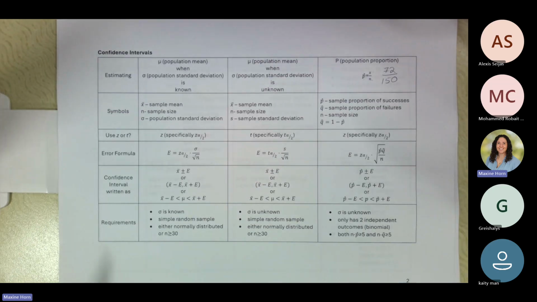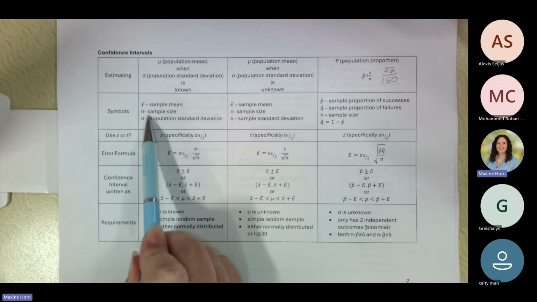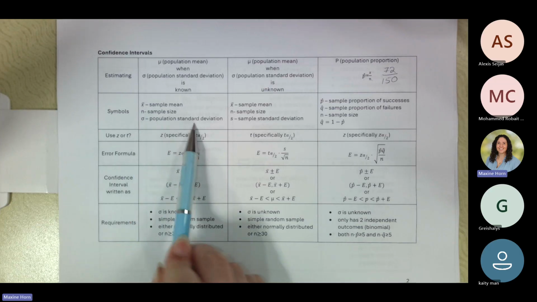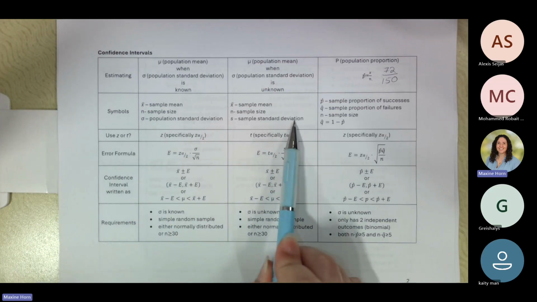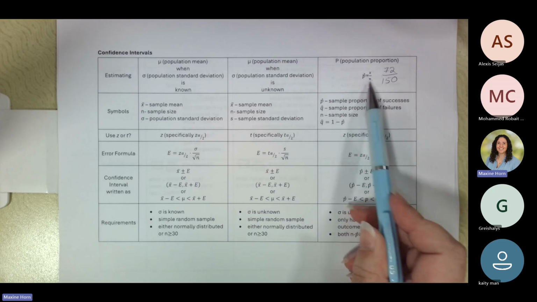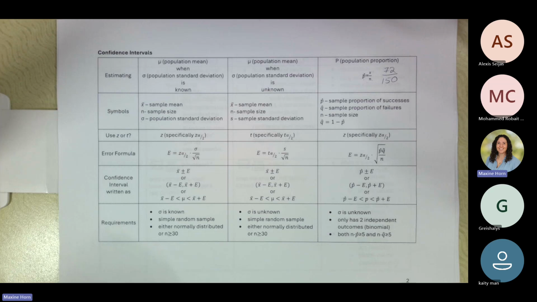I've got the reminders about what the symbols mean. You still need to know these symbols. The x with the bar, that's your sample mean. The n is your sample size. Sigma is your population standard deviation. S is your sample standard deviation. We talked about p hat. Q hat is the complement of p hat, and q hat is calculated by 1 minus p hat.